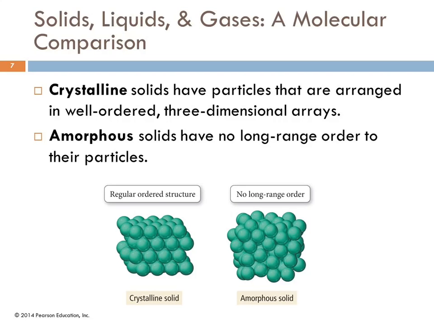We can classify solids into two categories, crystalline and amorphous, depending on how the particles are arranged. A crystalline solid has a regular repeating order to its arrangement, and an amorphous solid is just sort of random and messy. Amorphous, the prefix a means without, and morph has to do with shape. Amorphous, without shape.